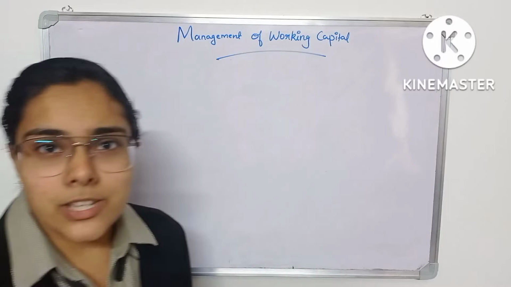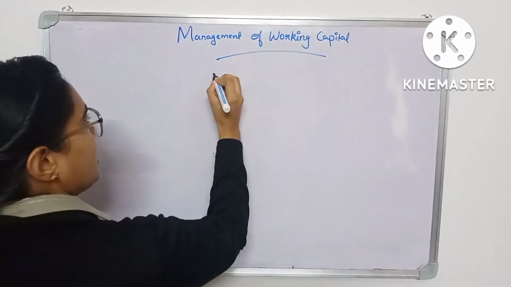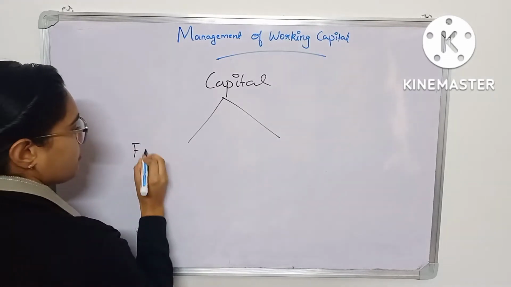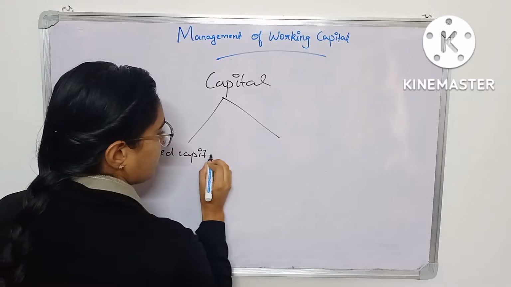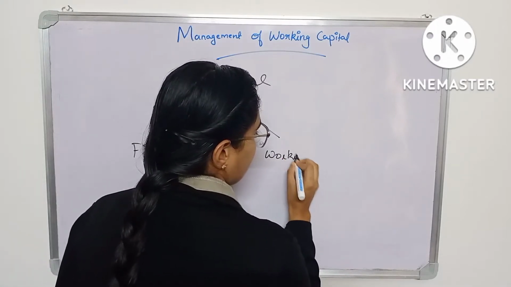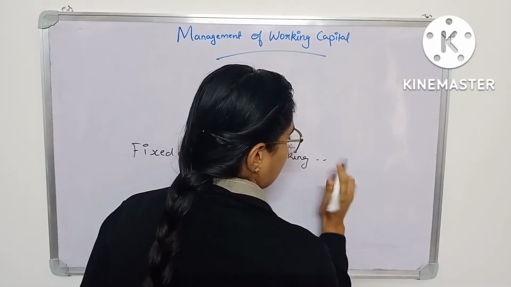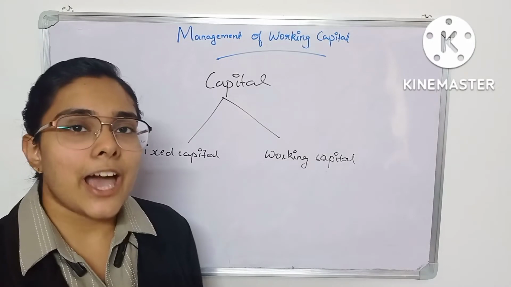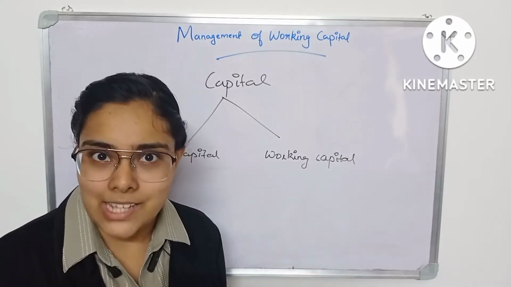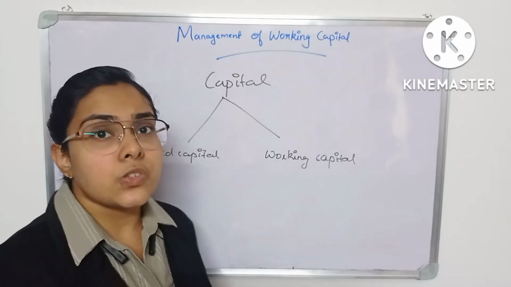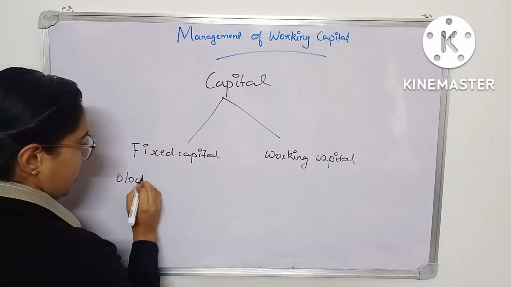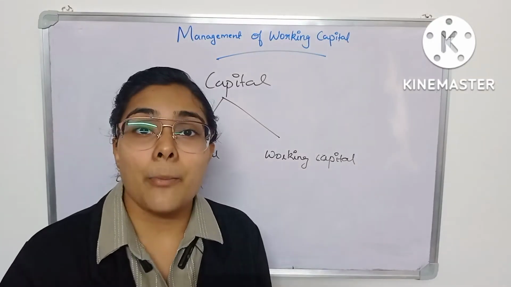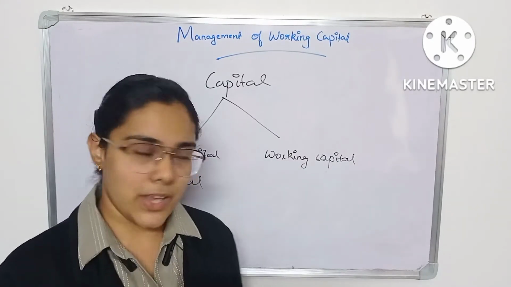So the capital of a company can be divided into two types: fixed capital and working capital. So what do you mean by fixed capital? Fixed capital is nothing but the investment made in fixed assets such as land, plant and machinery, buildings, etc. It is also known as block capital. It remains in the business for a long period of time. So it is the amount required to purchase the fixed assets of the business organization.